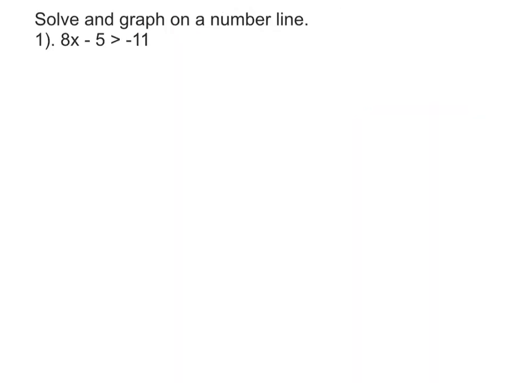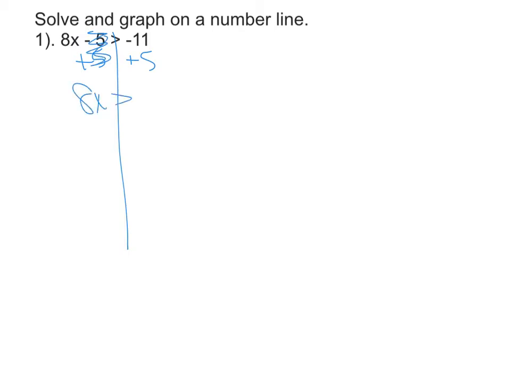So let's look at the first example. So we have 8x minus 5 is greater than negative 11. So we're going to draw our line through our inequality symbol, just like when we solved equations. And we don't have any distributive property or combining like terms here. So we're going to start by getting rid of the minus 5. So we're going to add 5 to each side of our inequality. That way our 5's cancel on the left, and we'll have 8x.